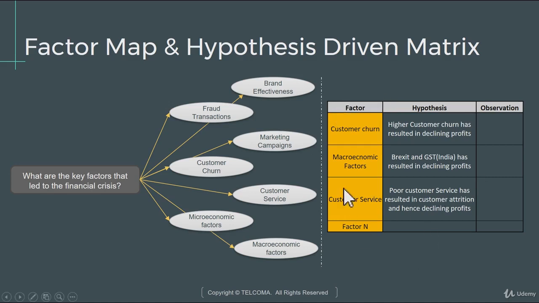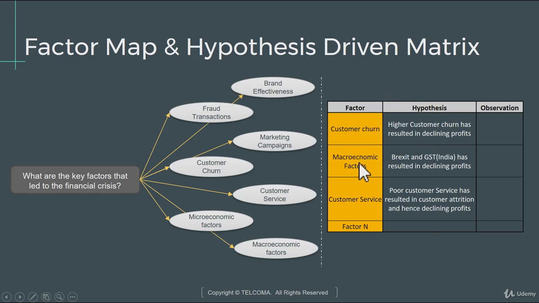A couple of other macroeconomic factors would be like, okay, Brexit and GST have resulted in declining profits. So you would like to see the kind of profit trends before GST, after GST, before Brexit, after Brexit, and so on. Customer service could also be another factor. Poor customer service has resulted in customer attrition and hence declining profits, and so on. So there'll be a long list of all factors over here and your associated hypotheses.